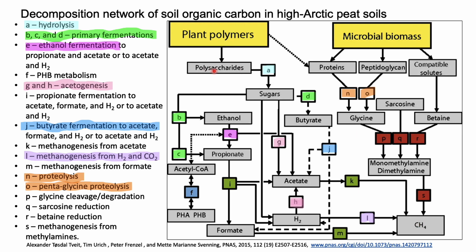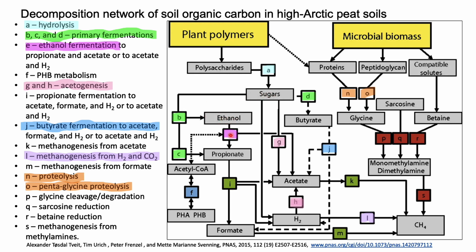So we have polysaccharide, protein, peptidoglycan, compatible solutes, all these things are there. They undergo various types of reactions. For example, A here is a hydrolysis reaction. So the polysaccharide on hydrolysis gives sugars. Once the sugar is formed, they undergo the reaction B or D. B, C, D are primary fermentation reactions. So the sugar undergoes fermentation to produce ethanol.